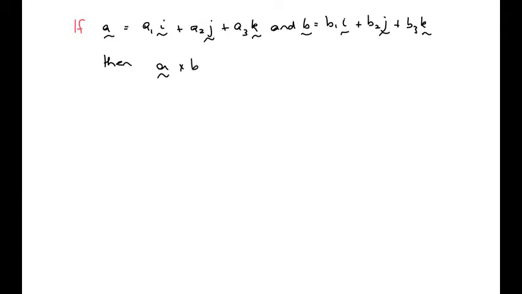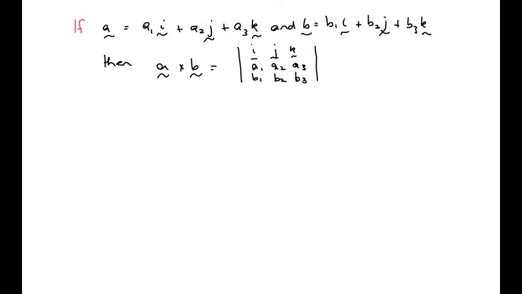that A cross B is going to be the matrix, sorry, the determinant of the matrix i, j, k, A1, A2, A3, B1, B2, B3.